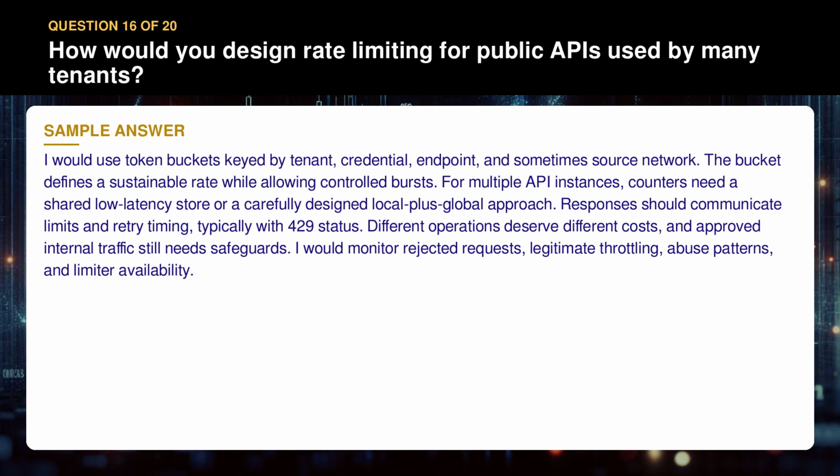Responses should communicate limits and retry timing, typically with 429 status. Different operations deserve different costs, and approved internal traffic still needs safeguards. I would monitor rejected requests, legitimate throttling, abuse patterns, and limiter availability.